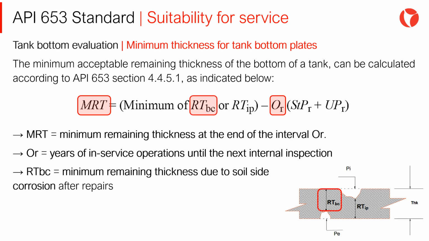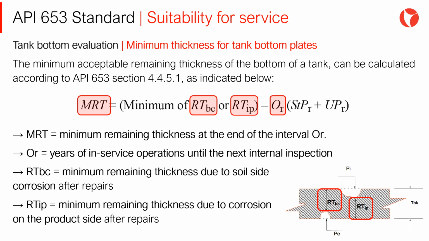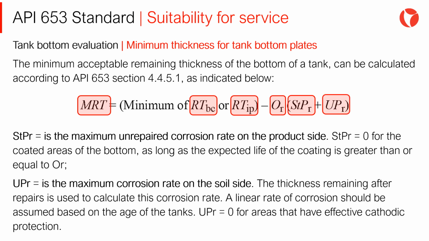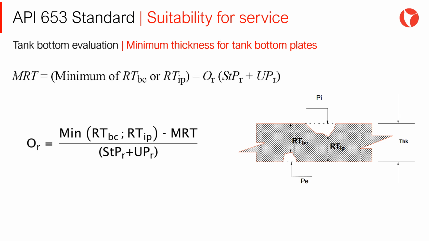RTBC is the minimum remaining thickness due to the soil side corrosion after repairs. RTIP is the minimum remaining thickness due to corrosion on the product side, after repairs as well. STPR is the maximum unrepaired corrosion rate on the product side, and UPR is the maximum corrosion rate on the soil side. This equation for the minimum remaining thickness could also be rearranged, obtaining the maximum inspection interval OR as displayed on the screen.